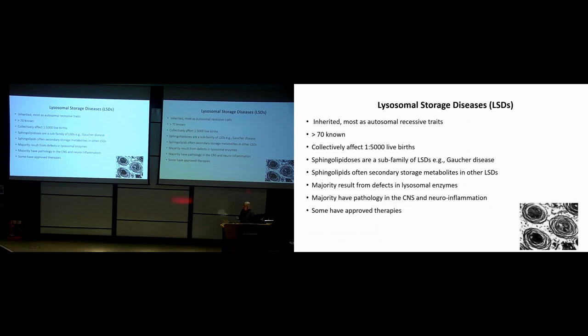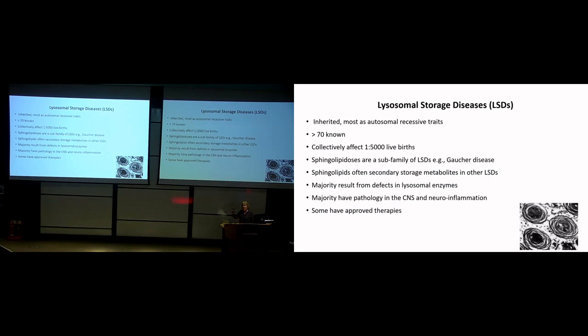So if you look at lysosomal storage diseases as a family, they are inherited as autosomal recessive traits, so you need to have both alleles mutated. There's about 70 of these disorders that have been described, but that number is growing. They affect about 1 in 5,000 live births at a collective frequency. And the sphingolipid storage diseases are one subfamily, which is the family that we study.